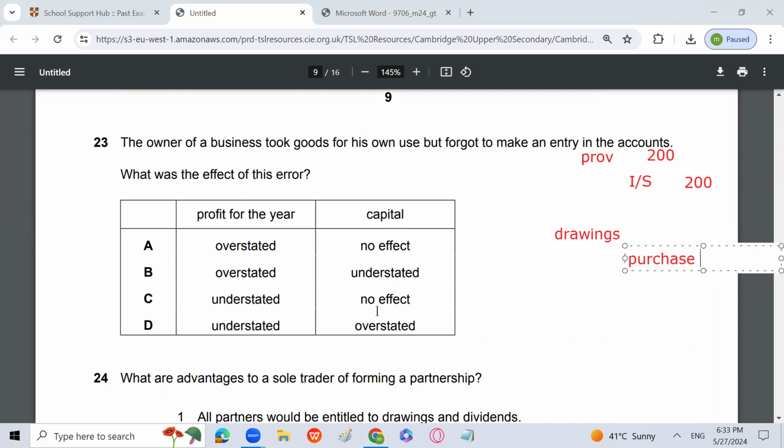But if we talk about capital, there will be no effect. This is the most important MCQ that students used to get wrong. So let me make you understand. When you record purchases, you will not subtract the goods drawn from purchases. Purchases will be higher.